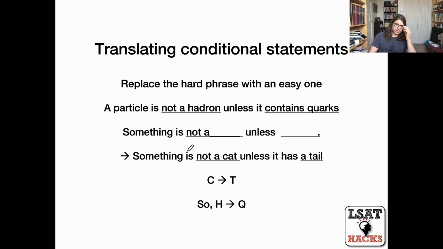So here's just it written out again. Replace a hard phrase with an easy one. Something is not a cat. So here's our indicator. Something, not a cat. So this is the negated form of sufficient, and this is the necessary. So unless indicates the necessary, but then the thing before it, you negate it and make that the sufficient.